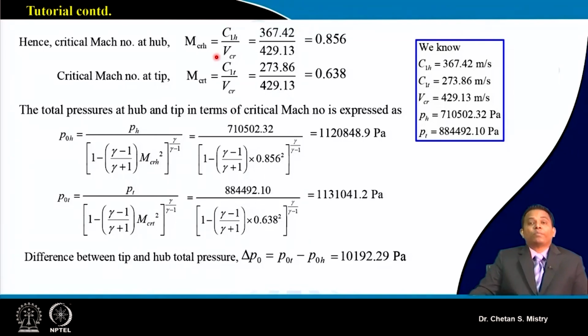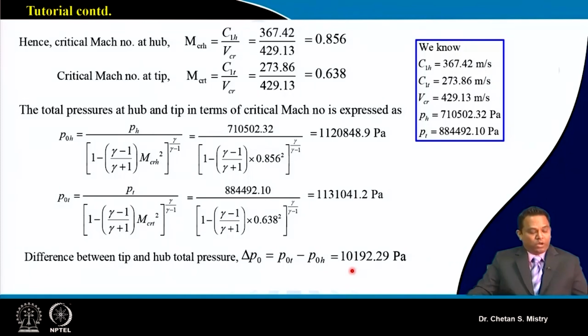Now once this critical Mach number is known to us, we know there is a relation between my total pressure and my static pressure in the formula for critical Mach number. So if you put these numbers, this is what P divided by P0 is. Here at the hub my critical Mach number is 0.856. If you put that in, it comes out in megapascal pressure. Here at the tip also we can do our calculation. If we put all this together, my delta P0 comes to be 10.192 kilopascal.